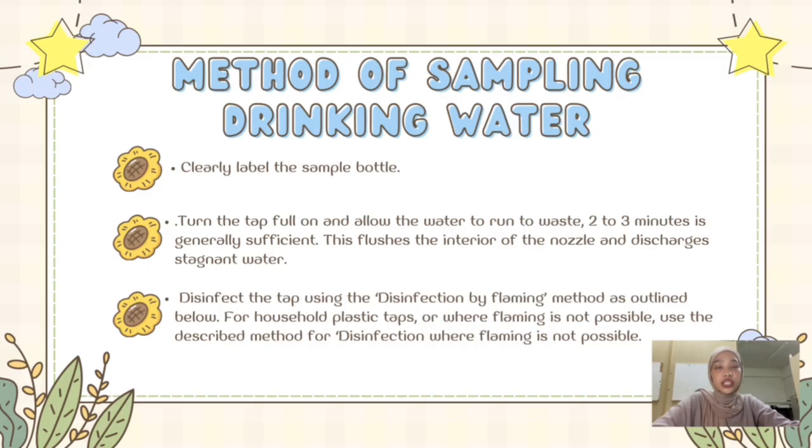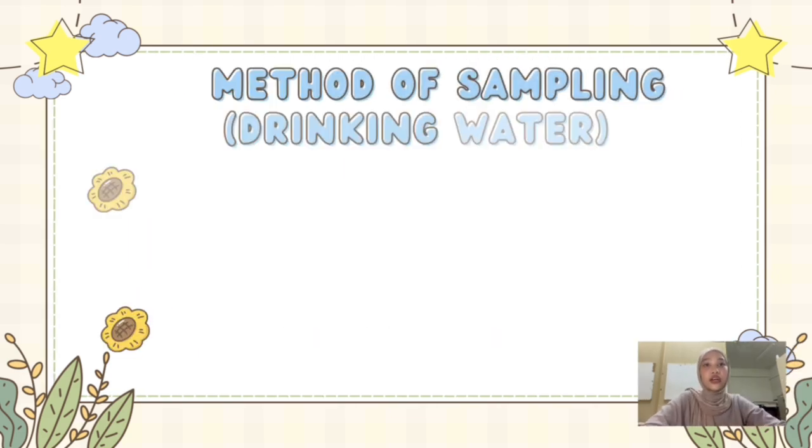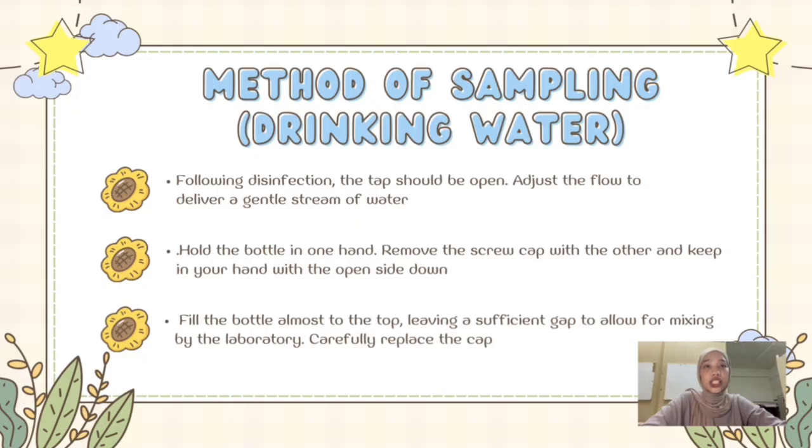Third, disinfect the tap using the disinfection by flaming method as outlined below. For household plastic taps, or where flaming is not possible, use the described method for disinfection where flaming is not possible. Fourth, following disinfection, the tap should be opened. Adjust the flow to deliver a gentle stream of water.